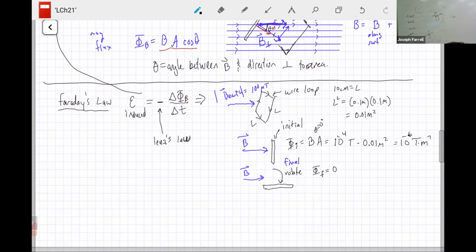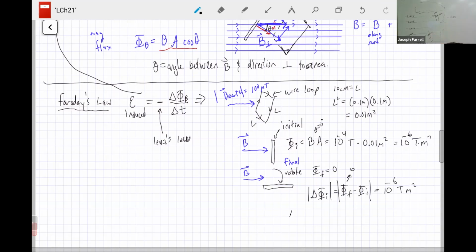So if I want to calculate my total change in flux, then I do a phi final minus a phi initial. My phi final is 0. And let's just do the absolute value. We'll mess around with the magnitude later. But really it's just whatever we started with, that's our total change in flux.